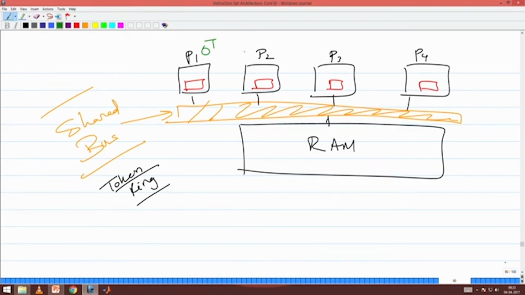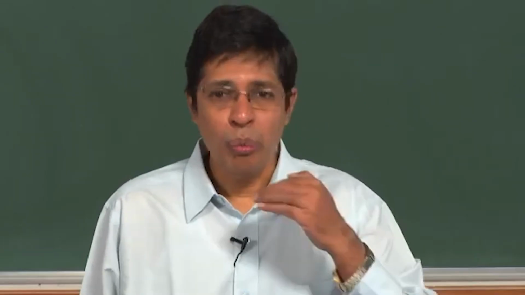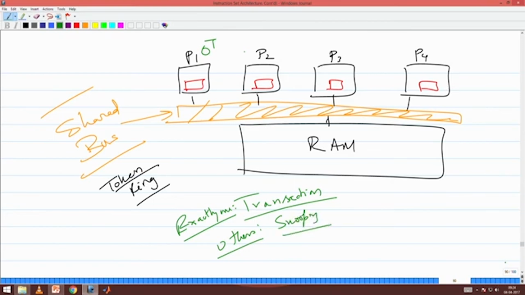So at any point of time, exactly one fellow will be the bus master. The other fellows will be just watching or snooping. Exactly one will do the transactions, and the others will be doing what? Snooping. Like, what is he trying to transact? You got this? Easy, right? So at every point of time, exactly one fellow will be doing the transaction, and the others will be seeing what he is trying to transact.